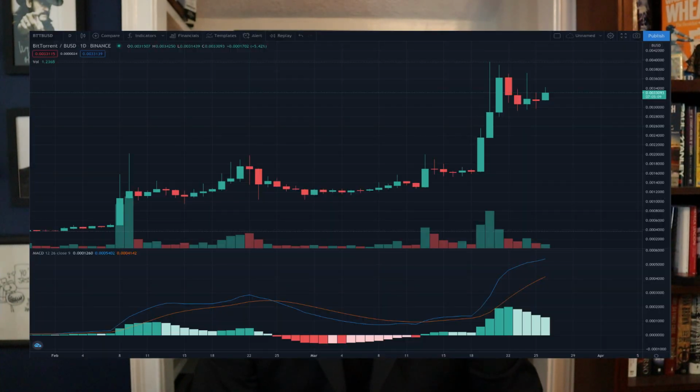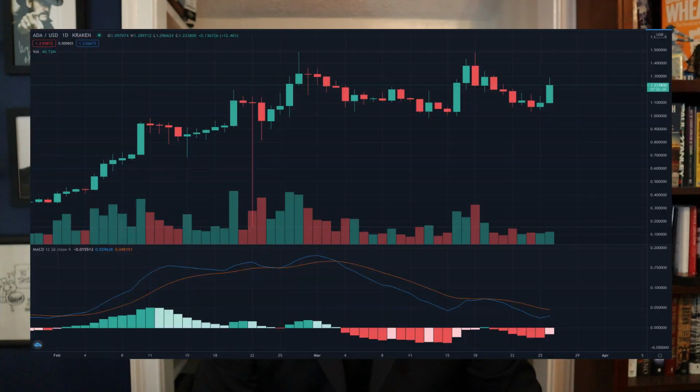Now, let's take a look at the Bittorrent chart. So if we look at the chart for Bittorrent, you can quite clearly see the recent spike in price in the MACD. We had a wide bullish divergence. Now, volume is dropping off, though, indicating we may be running out of gas. However, we haven't had a bearish crossover as of yet, but we have had the divergence between the EMAs lessen.